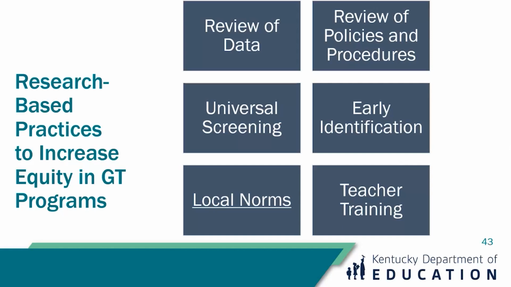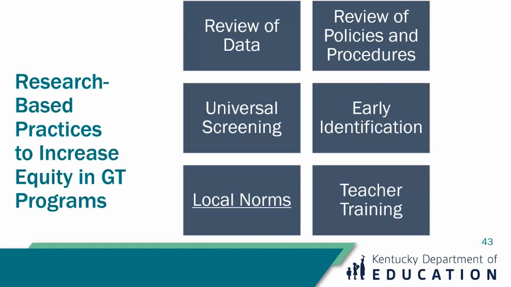So as we're talking about identification and equity, here are some things to think about. First, you want to start, again, like I said, by looking at your program data. And the QA report really helps you look at your data. And next, after you review your data, if there are categories with few or no students identified, your GT committee could review district policies and procedures.